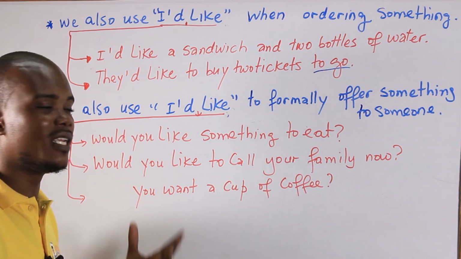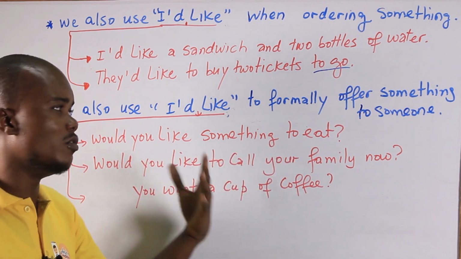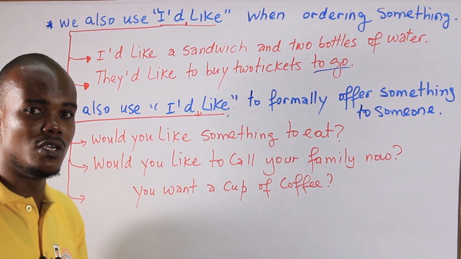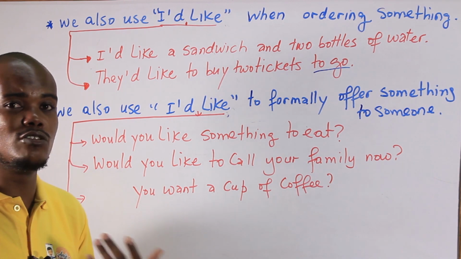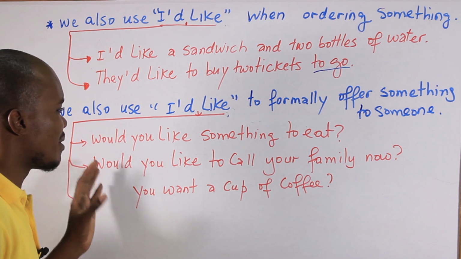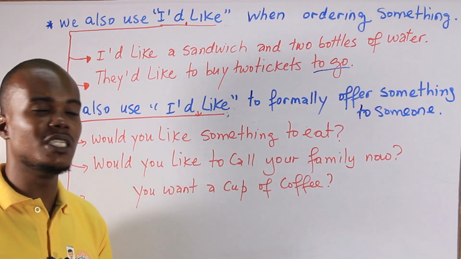Like, someone comes to your place, and then you say to the person, would you like something to eat? Or would you like something to drink? Would you like something to eat? Or would you like something to drink? So you can use this expression. Or you can say, would you like to call your family now?